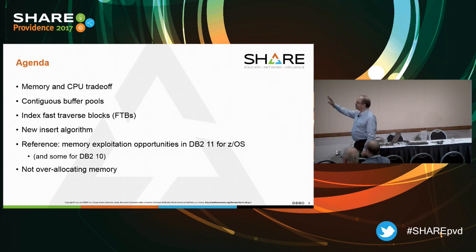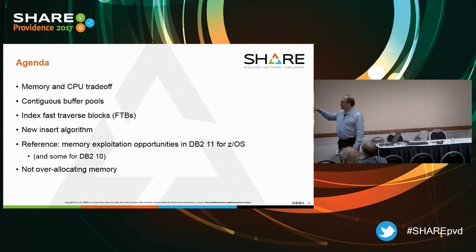So what I'd like to talk about is briefly set the stage with the memory and CPU trade-off, and then we'll talk about the three primary features that version 12 is using to do that trade-off: exploiting more memory to get better performance. Those are contiguous buffer pools, index fast traverse blocks, which I'll call FTBs most of the time, and then there's a new insert algorithm that is available.